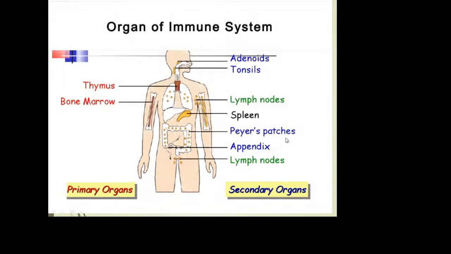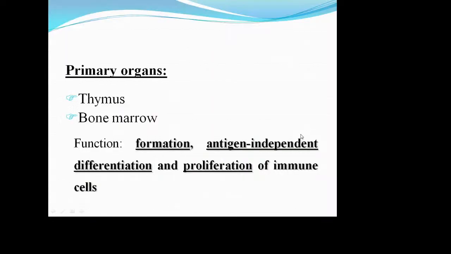What are the organs of the immune system? There are two main groups of immune organs: primary organs and secondary organs. Primary organs include just two, the thymus and bone marrow. Secondary organs include lots of the main immune organs like adenoids, tonsils, lymph nodes, spleen, Peyer's patches, and appendix. Let's talk deeper about them.